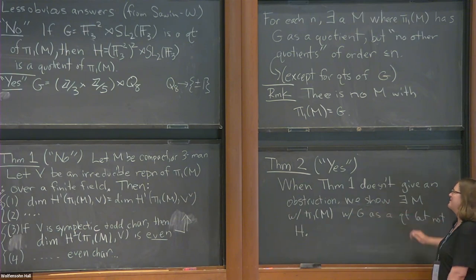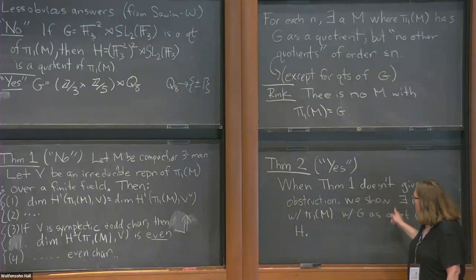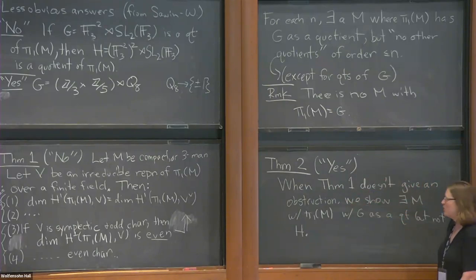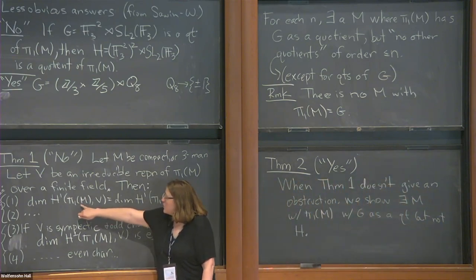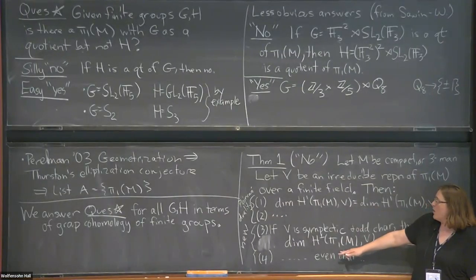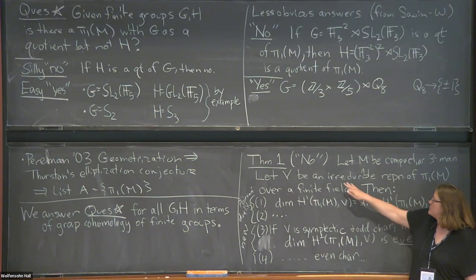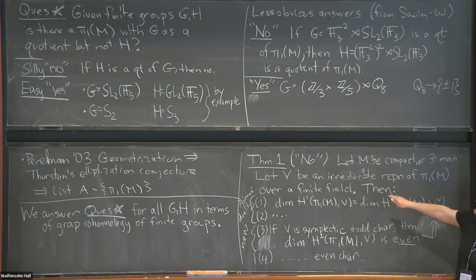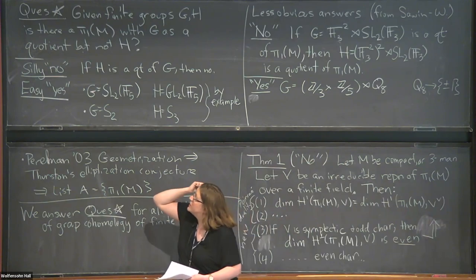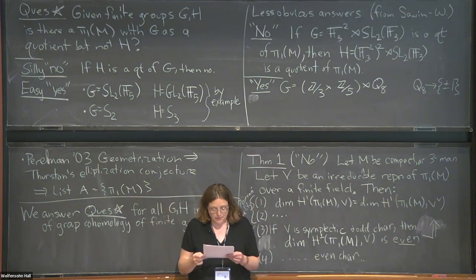And also I'm happy to talk about it later, and the paper is on the archive if you want to talk more about what it means that theorem one gives an obstruction. But basically, for every group that obeys these dimension properties on its first group cohomology with representations over finite fields, if a group that obeys this is in the closure of the set of three manifold groups in the space of profinite groups, it will obey this property that there are three manifolds that get arbitrarily close to that. And that is exactly what allows you to answer this question: given any two groups, can you have G as a quotient, but not H?